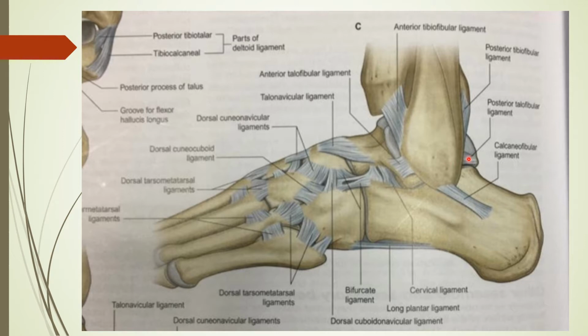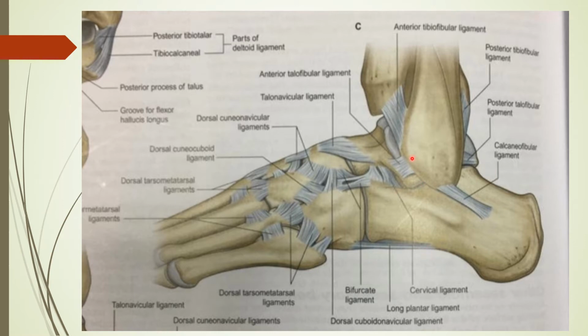This small ligament is the posterior talofibular ligament between the talus and fibula. Second is the calcaneofibular ligament, from the tip of the lateral malleolus to the calcaneus. This is a very important ligament maintaining the stability of the ankle joint as well as the lower lateral malleolus. The name given is the calcaneofibular ligament.